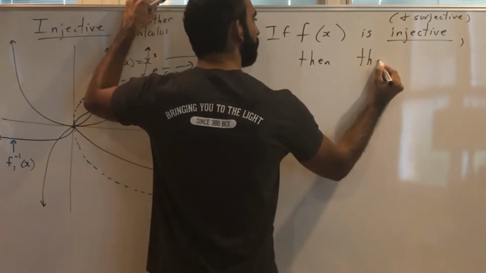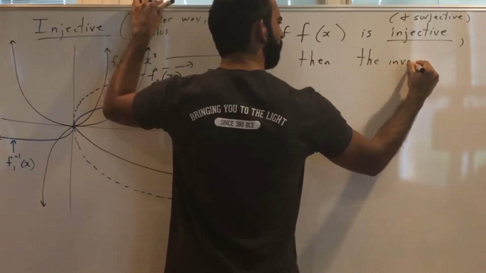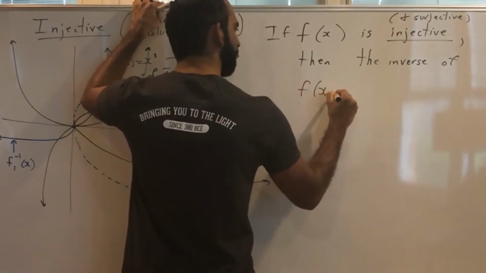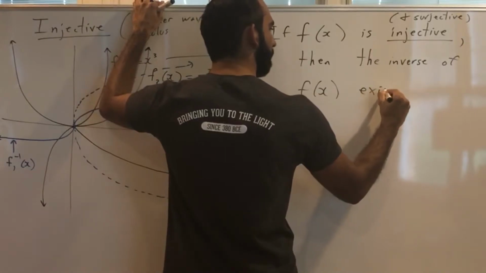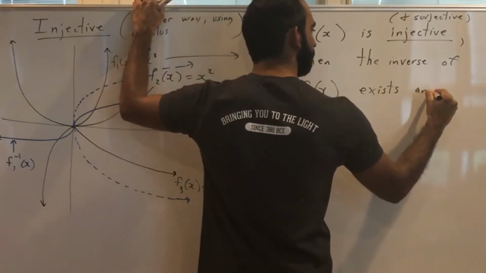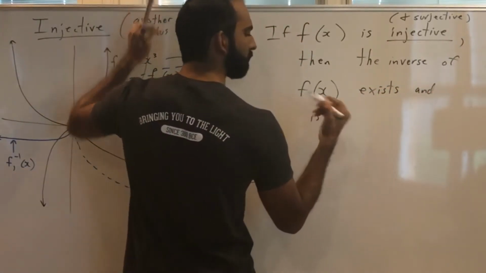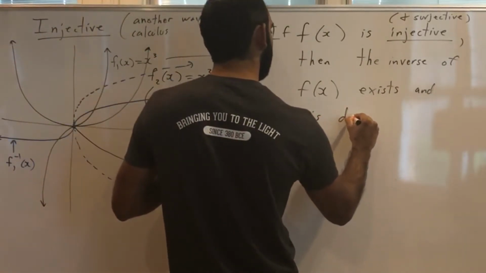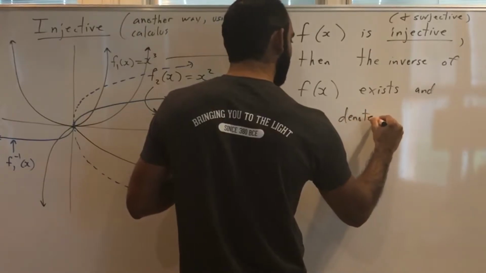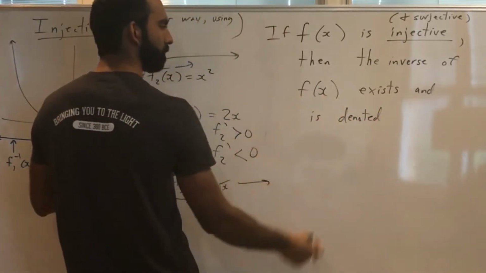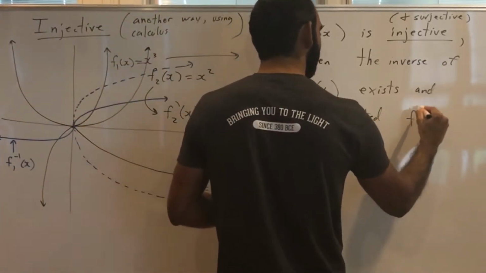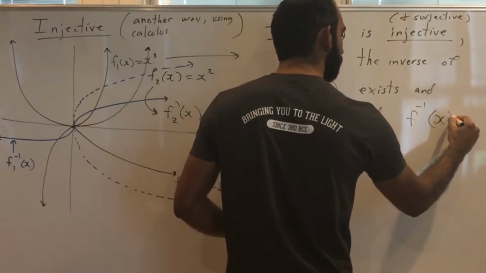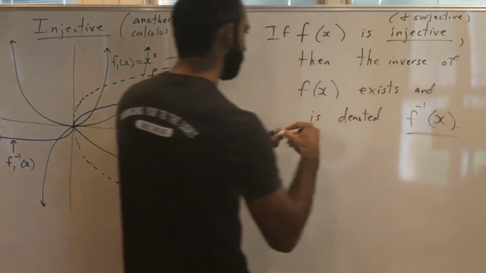If a function is injective, then the inverse of f of x exists and is denoted like how? How do you denote an inverse function? Like f negative 1 of x? Yeah, it's like f to the negative 1. Again, it's not really a power.